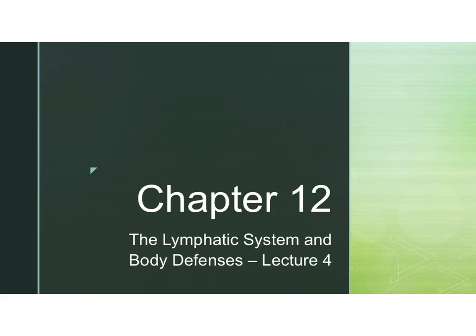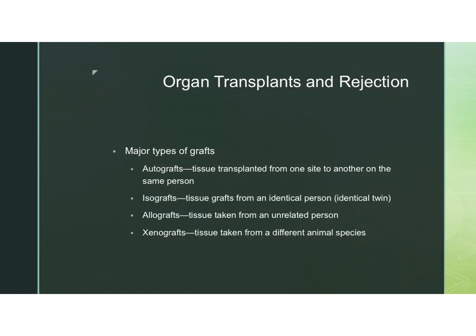Today we're going to go over our last lecture for Chapter 12 about the lymphatic system and body defenses. First we'll go over organ transplants and rejection. So there are several different types of grafts.